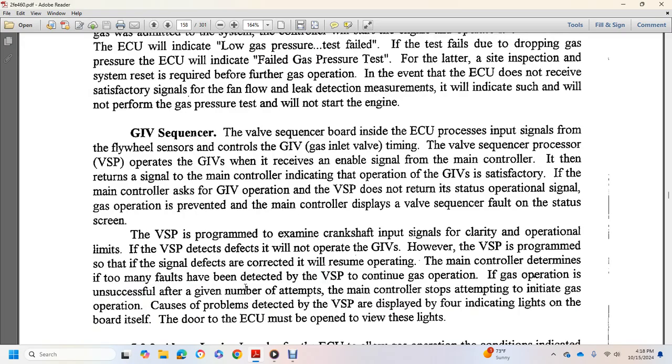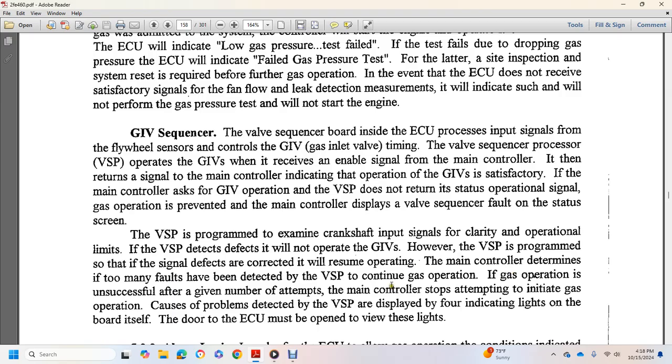The valve sequencer processor is programmed to examine the crankshaft input signal clarity, operational limited valve sequence, and processor defects, and does not operate the gas inlet valves. However, the valve sequence processor is programmed so signal effects are corrected and operation resumes. The main control determines if too many faults have been detected by the valve sequence processor to continue gas operation.